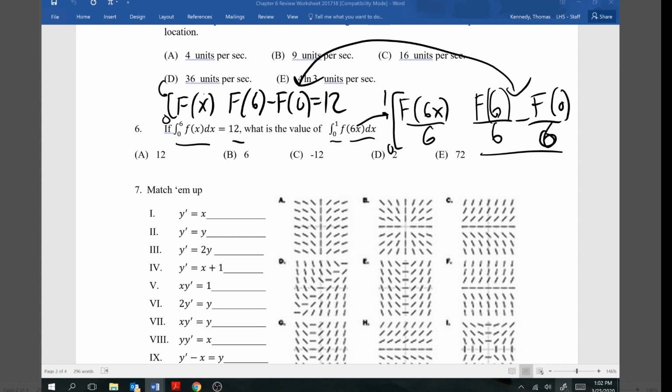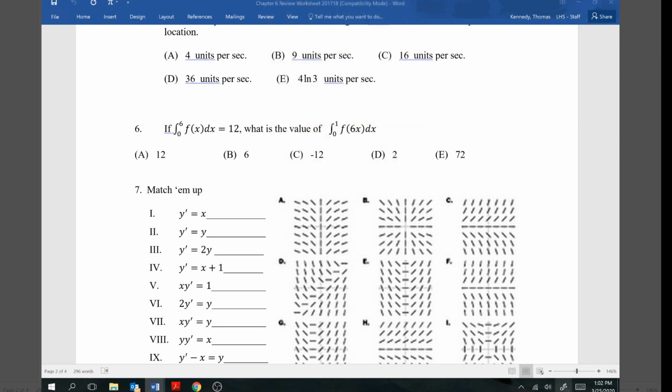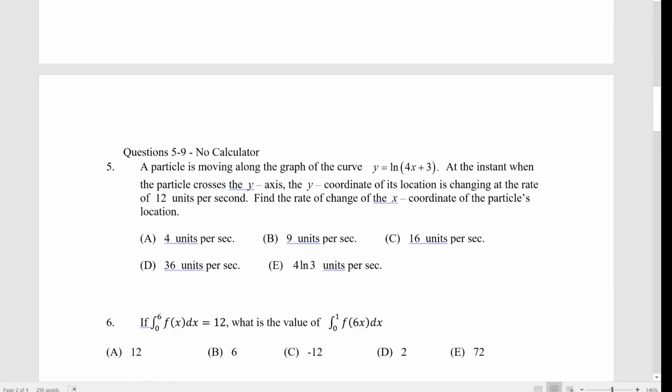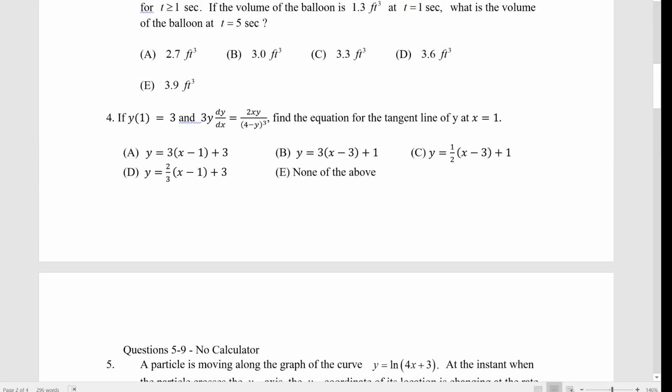The inputs are the same. It's still just going to be big F of 6 minus big F of 0. But we have to divide everything by 6, which means we're going to divide 12 by 6 and get 2, which is why it's d equals 2. Doink. So this is a properties of integrals mixed with U substitution / chain rule question. All right. No questions on that. Let's go to 4 and 5, which also were questions.